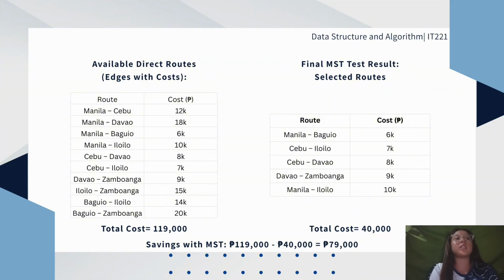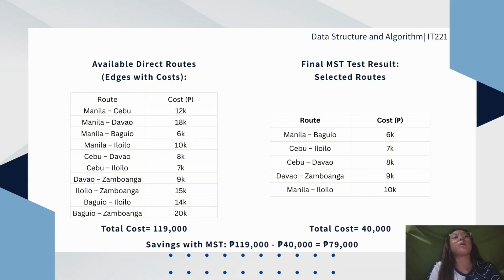We have a table before and after the Kruskal algorithm. Before, the total cost is 119,000. But after utilizing Kruskal's algorithm, we have a total cost of 40,000, which is lesser than the budget limit of the travel agency, which is 50,000.